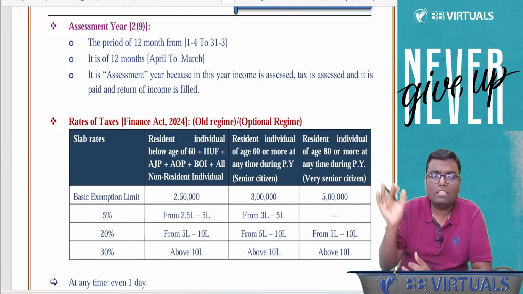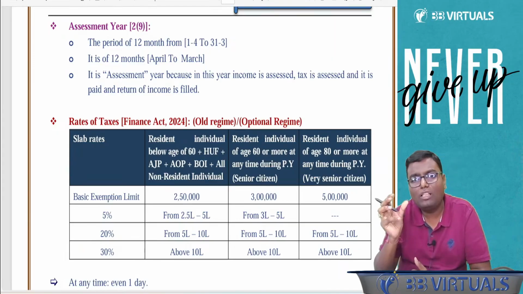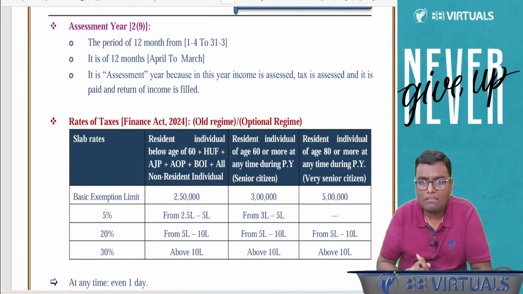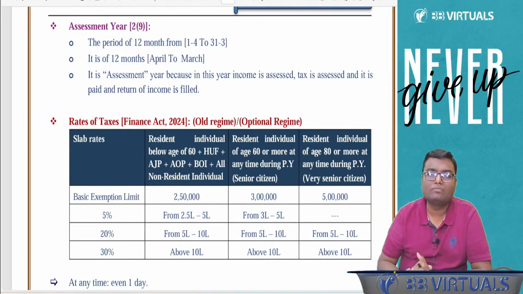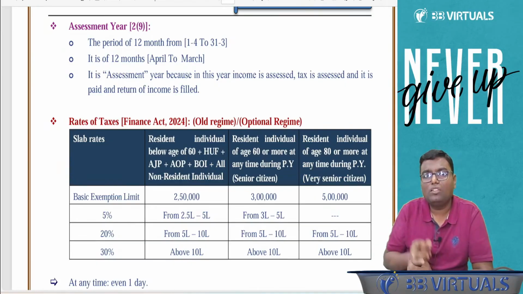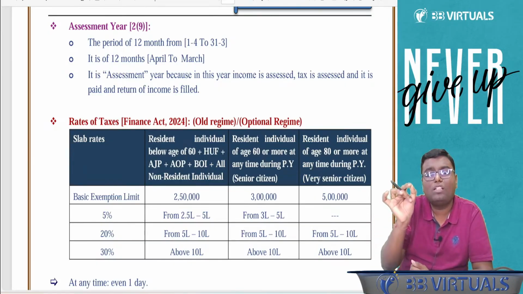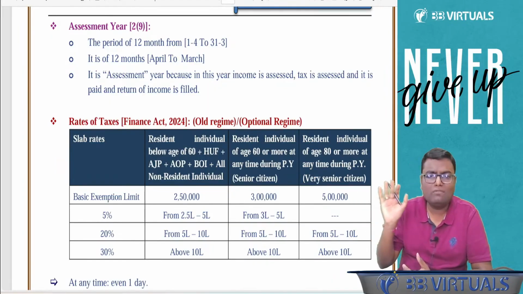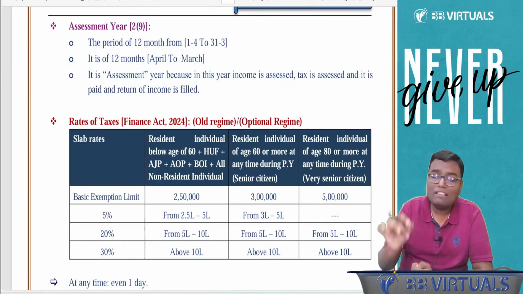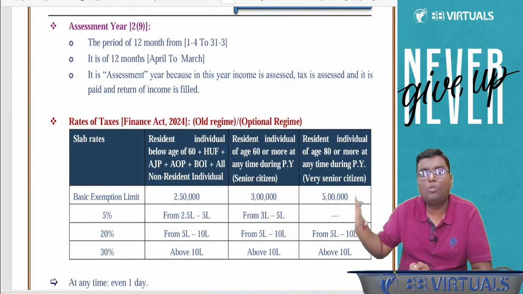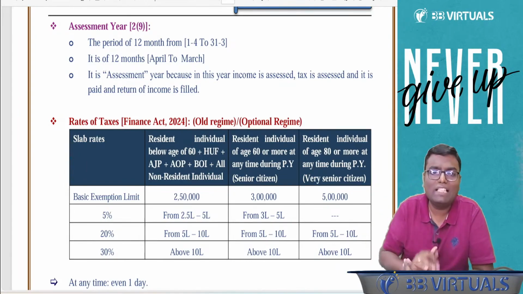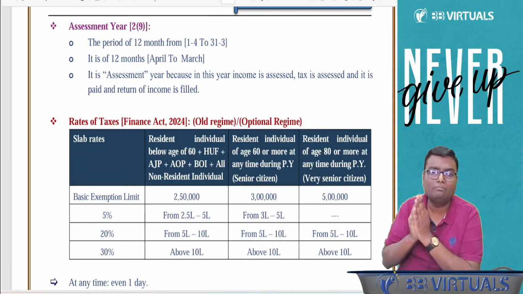Up to 2,50,000 there is no tax. So this limit is called the basic exemption limit. From 2,50,000 till 5 lakh, 5%; 5 lakh to 10 lakh, 20%; above 10 lakh, 30%. If you are a resident individual of age 60 or more, you are called a senior citizen. Up to 3 lakh there will be no tax, but the balance remains the same. If you are a resident individual of age 80 or more, you are called a very senior citizen or super senior citizen. Up to 5 lakh there will be no tax, and the balance remains the same.